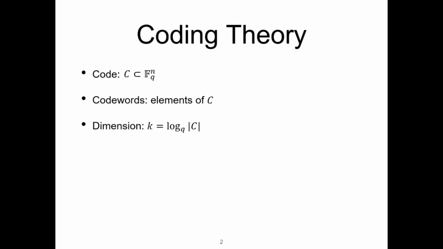So let's start with basic notions of coding theory. A code C is simply a subset of the ambient vector space F_q^n, where F_q is a finite field of size q, and elements of C are called codewords. In this talk, we only consider linear codes, which means C is a subspace of F_q^n, and the dimension of C is denoted by k. The rate R of C is defined to be k divided by n, which is a real number between 0 and 1. It measures the redundancy of the code.